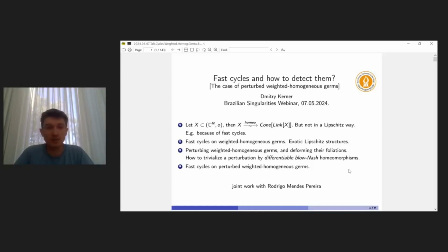being inner metrically conical. So first of all, I will recall the very classics, the conic structure theorem, and then I will show how to detect fast cycles on weighted homogeneous germs. There is a very simple criterion, surprisingly simple, I would say. It gives us a lot of exotic Lipschitz structures on subgerms. And then, of course, weighted homogeneous germs are rather particular, rather special.